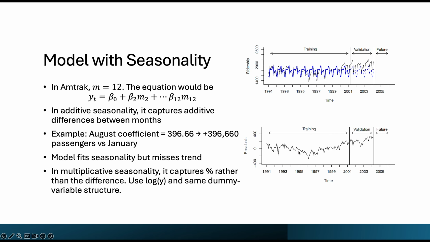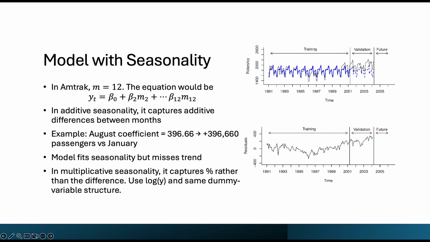So because the residual has a pattern, it doesn't show any random behavior, we have to think about adding another term to the seasonality, which is the trend. And it makes sense because we know that the Amtrak series already has a trend. And sometimes the seasonality is multiplicative. So the seasonal effects are proportional, not additive, like sales rise 15% every December rather than by a fixed value, right? In this case, we are going to have multiplicative seasonality.